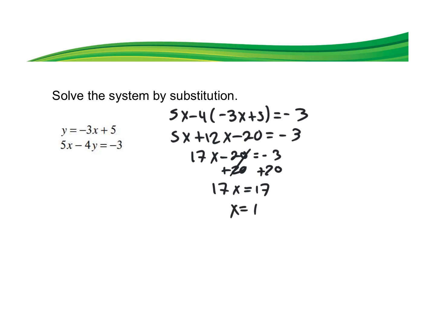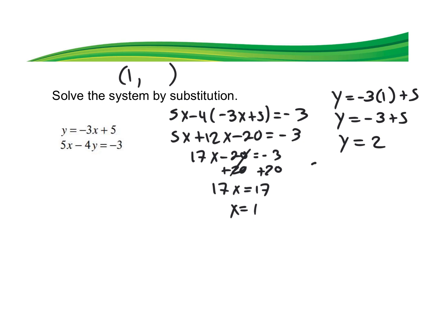Now I plug that in. y is equal to negative 3 times 1 plus 5. y is equal to negative 3 plus 5. So I get y is equal to 2. Again, if you plug it into the other one, it won't matter. You should get the same answer.